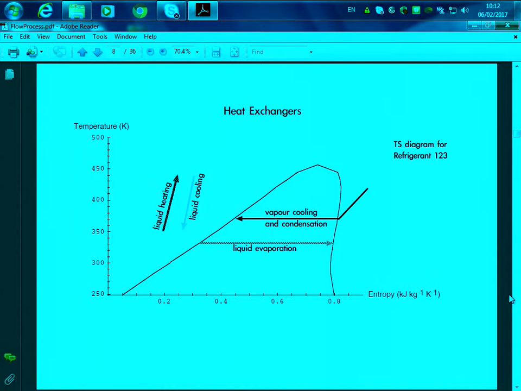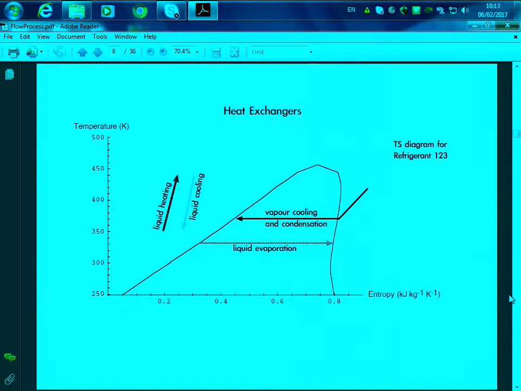While heating a liquid, going up in the temperature, then we will have a slight, the slope is not that prominent. So we'll have a slight increase in entropy and slight decrease in entropy while cooling the liquid. And that's a typical temperature entropy diagram for a refrigerant 123. Okay, so you can have diagrams for a series of compounds and draw how things are happening.